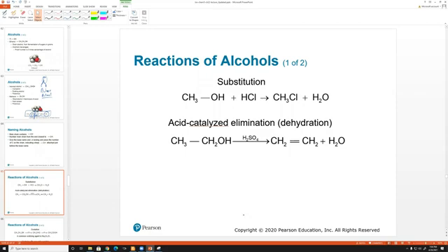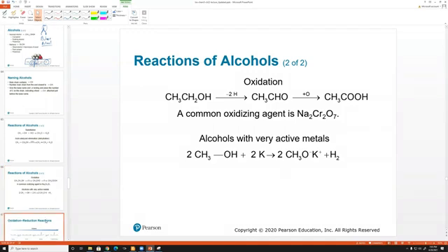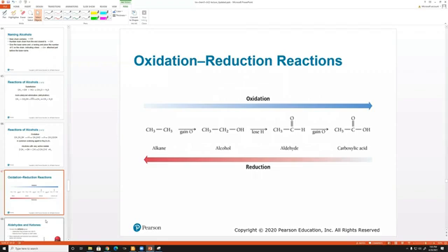And there are several reactions they can go through. You get a substitution where a methanol becomes a chloromethane and water. Acid catalyzed elimination, which is just like a dehydration synthesis, meaning water comes out and the alcohol goes away and you create an alkene. There are several reactions. Then we have oxidizing and reducing. That's a big thing in organic chemistry to understand: oxidation and reduction.